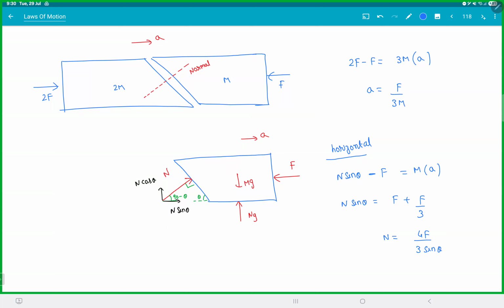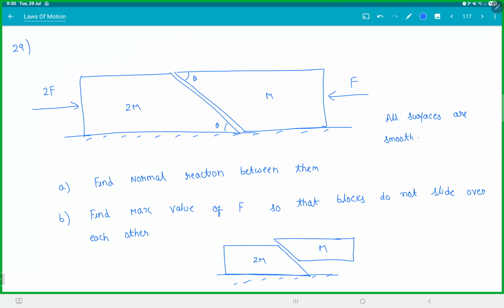This is the first part of the question. What is the second part of the question? Find the condition so that the block does not lift off. Tell me one thing. If the block lifts off, what will happen to the normal reaction here? Ng becomes 0, isn't it? If the block leaves the contact, that means it won't touch the floor. If it doesn't touch the floor, that means Ng becomes 0.